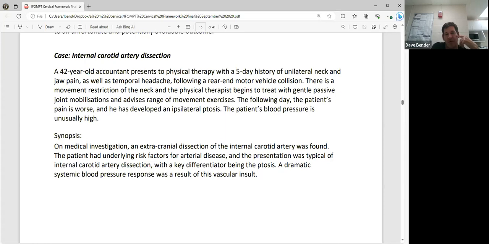Another case we'll do is a 42-year-old accountant who presents to physical therapy with a 5-day history of unilateral neck pain and jaw pain, as well as a temporal headache following a rear end motor collision.